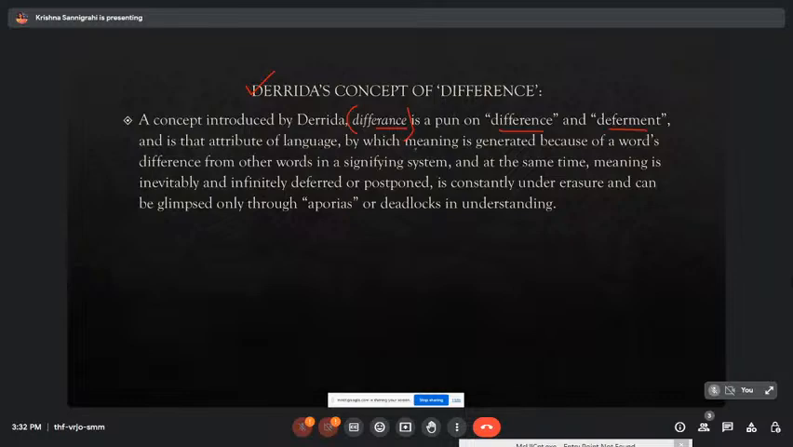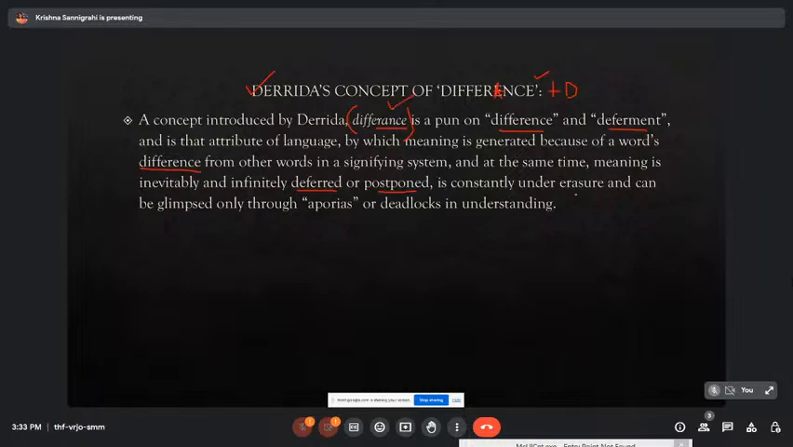It's that attribute of language by which meaning is generated because of a word's difference from other words in a signifying system. So first thing is difference from other words in a signifying system, and at the same time meaning is inevitably and infinitely deferred or postponed. When we were talking about structuralism, we discussed deferment or postponement of meaning. So these two concepts are brought together to bring about the idea of différance. That is, what is happening to meaning? True, there is difference. Along with difference, there is something else, and that something else is deferment. That is, the meaning is postponed. Since the meaning is postponed and also there is a difference, it results in what is termed différance.